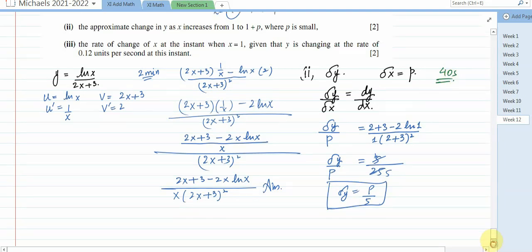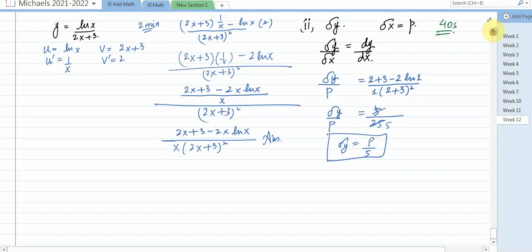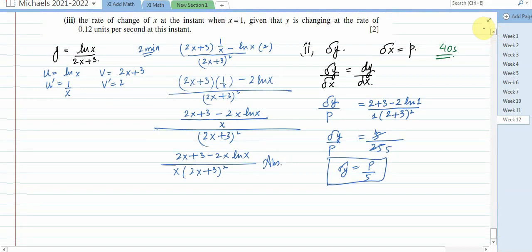For the third part, it says the rate of change of x at the instant when x is equal to 1. We need to find out dx upon dt, and y is changing at the rate of 0.12 units per second.